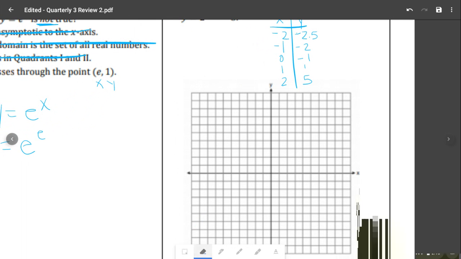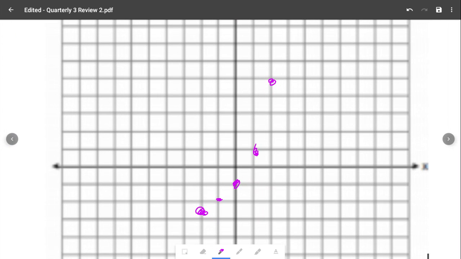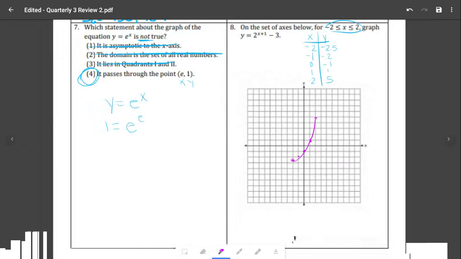So we are going to graph these points. So we have negative 2 and negative 2.5, negative 1 and negative 2, 0 and negative 1, 1 and 1, and then 2 and 5. Connect them with a curve, and there is your graph. Do not put arrows on the end for the restricted domain. Do not go past those 2 endpoints. That is your final answer.